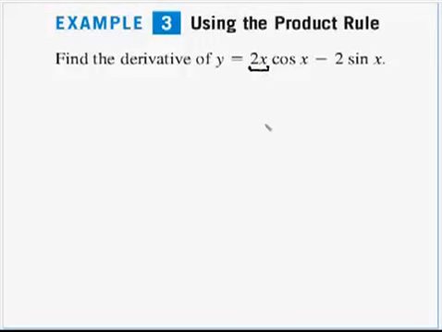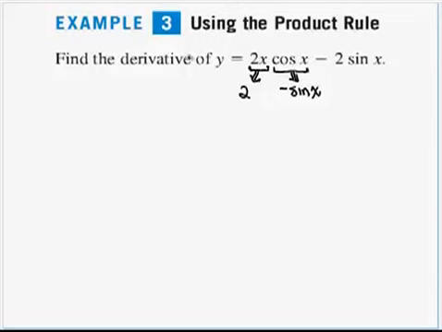2x is one of our functions, and cos of x is another function. So this piece, we're going to have to use the product rule on. I'll just abbreviate PR. And then this term will just be along for the ride. We'll derive that after we get this product rule part figured out. So let's see here. The derivative of 2x is 2. The derivative of cos is negative sine x.